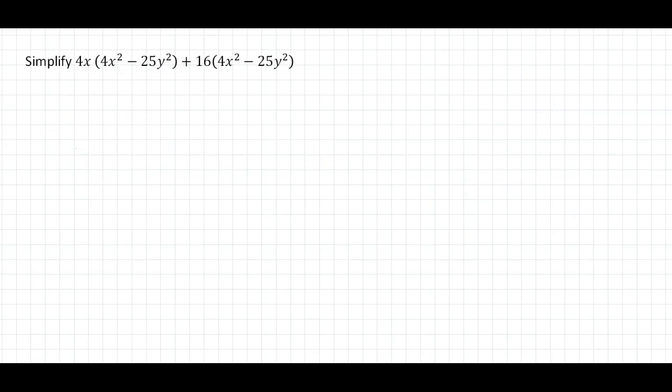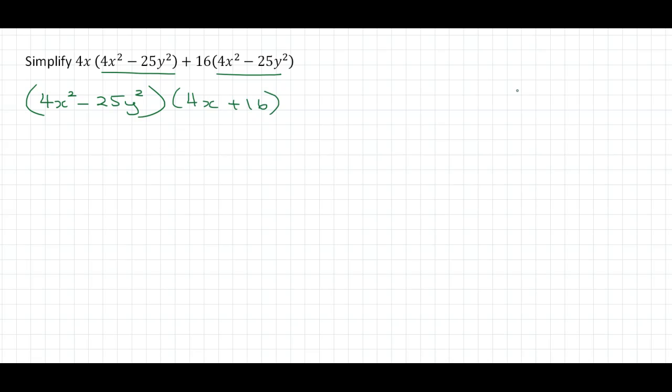Let's try another example. In this case, we have 4x multiplied by 4x squared minus 25y squared, plus 16 multiplied by 4x squared minus 25y squared. So our greatest common factor is going to be 4x squared minus 25y squared. So we're going to write that out first. 4x squared minus 25y squared. And then the other factor is 4x plus 16.